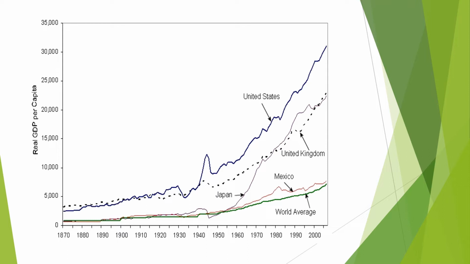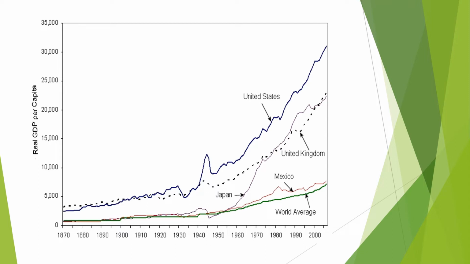Point number two is our growth is not smooth. You can see these little ups and downs along our growth. Those little ups and downs are the business cycle. So that is for the United States.